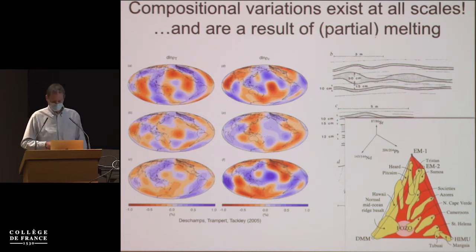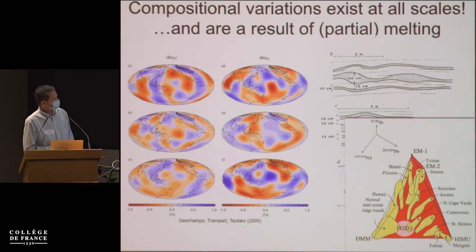Well, so when we consider the mantle, we should consider compositional variations as well as thermal variations for various reasons. One is that compositional variations are observed in outcrops of mantle rocks. You get these different layers at the scale of tens of centimeters. Compositional variations are observed in geochemistry, looking at trace element compositions of erupted magmas. They find different end members.